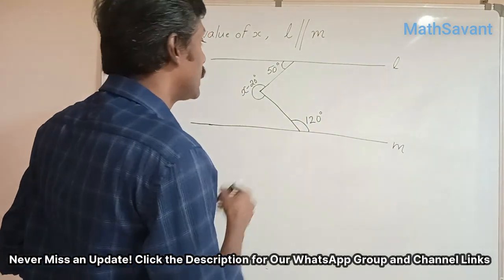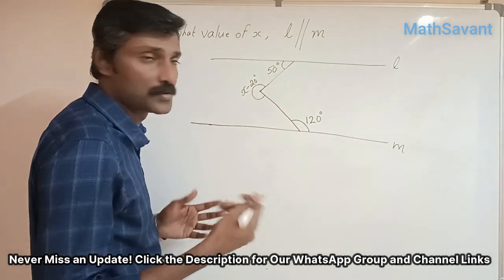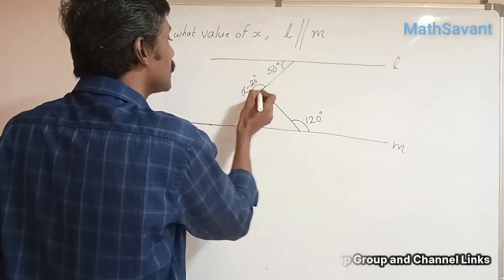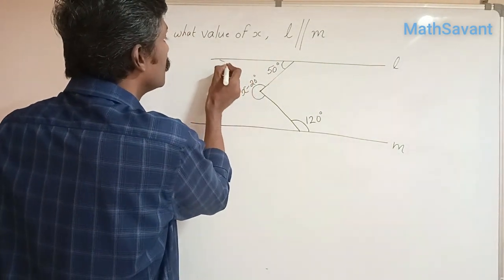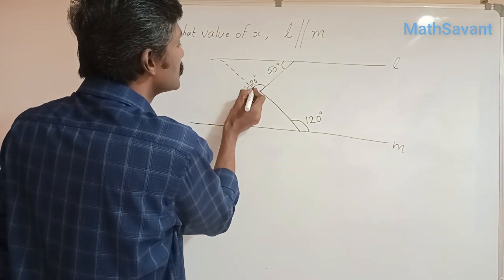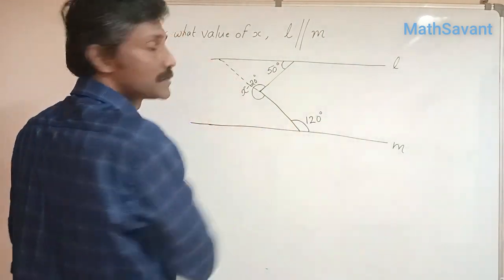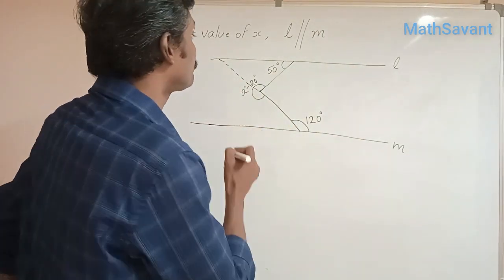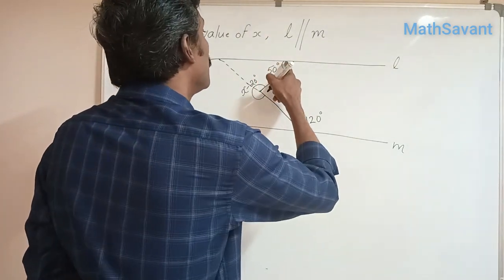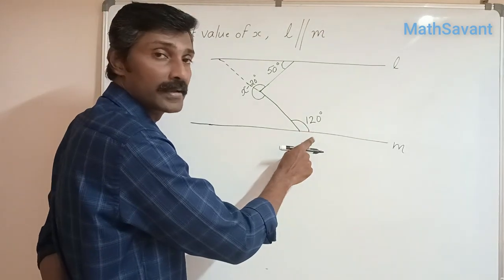Let's do one thing. In the previous problem I extended this line, so let's extend this line. You can do both ways, no problem, but just to make a difference, let me extend this line. Okay, so it goes something like this. So I have extended this line and it meets the line L at this point. Okay, now this angle is 120 degree, right?